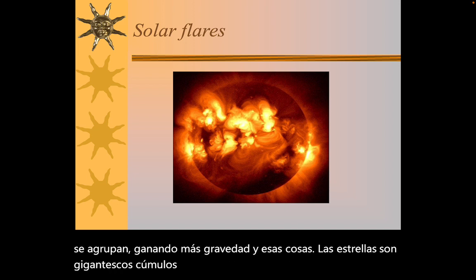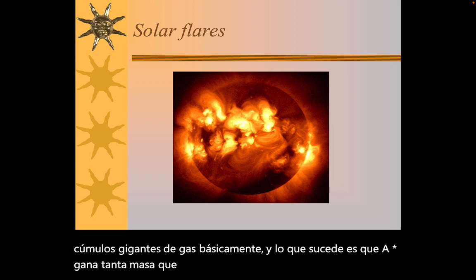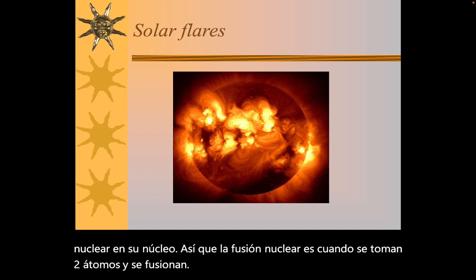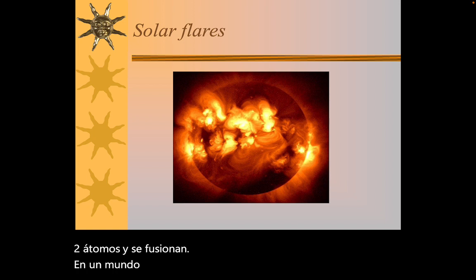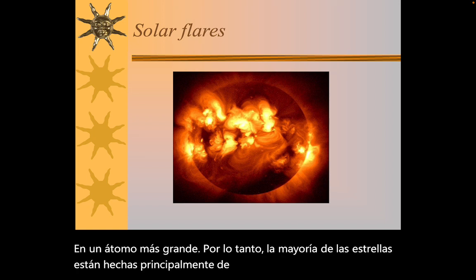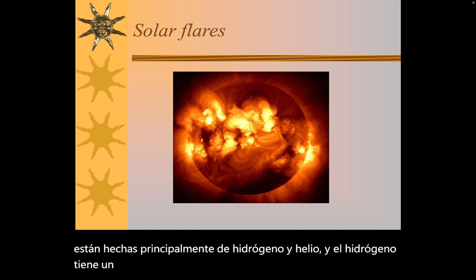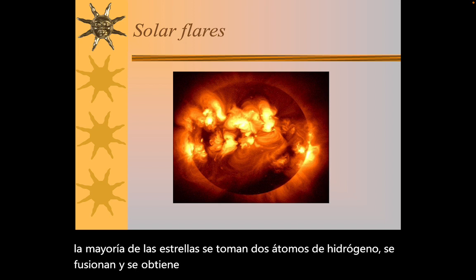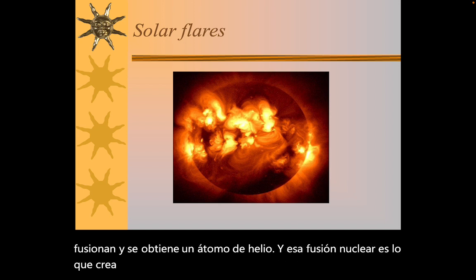And what happens is that a star gains so much mass that the gravity starts to do nuclear fusion in their core. Nuclear fusion is when you take two atoms and you fuse them together into a bigger atom. Most stars are mostly made of hydrogen and helium, and hydrogen has one proton in its nucleus. Helium has two. So in the cores of most stars, you take two hydrogen atoms, you fuse them together, and you get a helium atom. And that nuclear fusion is what creates all of that light and heat that gives stars their energy.